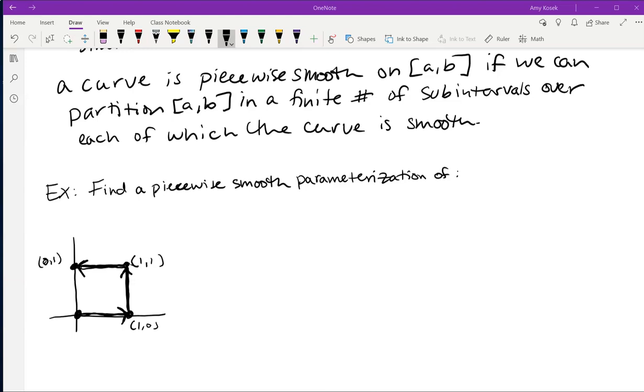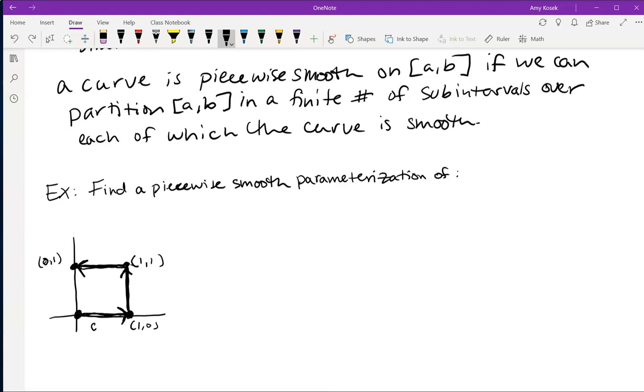All right, so in this example, what we want to do is try and find a piecewise smooth parameterization of this curve shown below. So the curve traces, we go from the point at (0, 0), we come over to the point at (1, 0), and then straight up to the point (1, 1), and then straight left to the point (0, 1). So one of the things we might notice right away is that it would probably be easiest to break this into 3 different pieces.